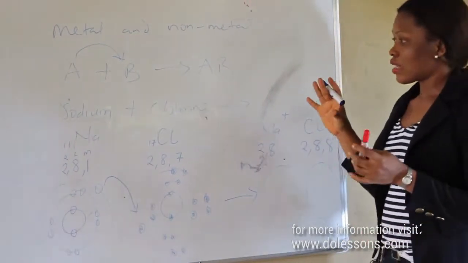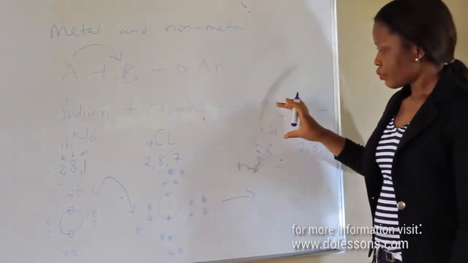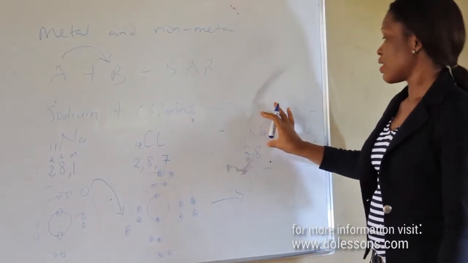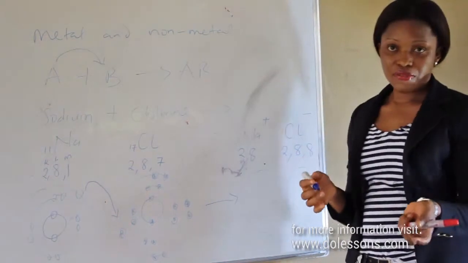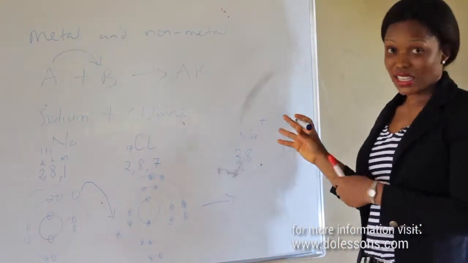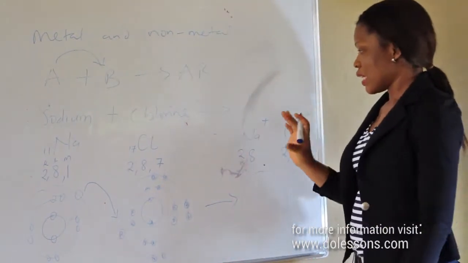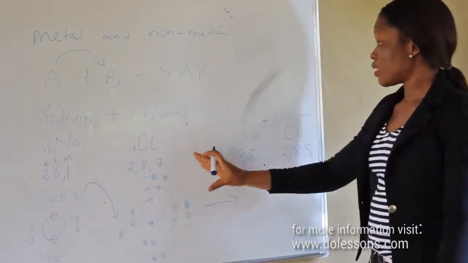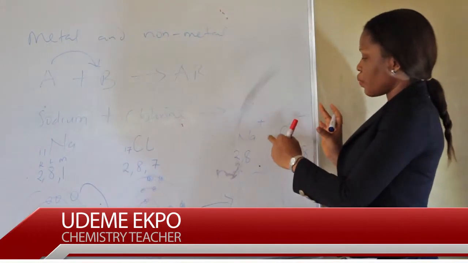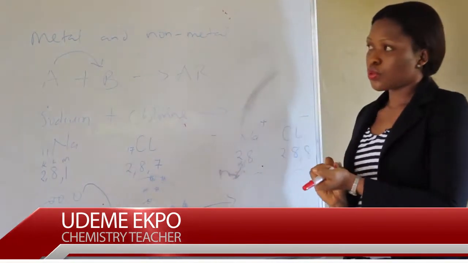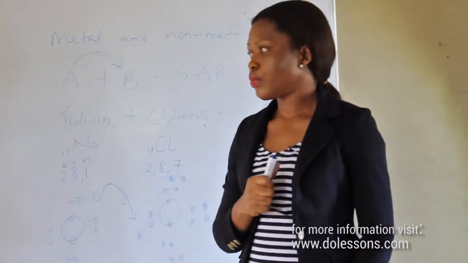Now, the ionic bond or electrovalent bond is the attraction between sodium, which is now positively charged, and the chloride ion, which is negatively charged. We all know that positive charges attract negative charges. So when sodium gives out an electron, it becomes positively charged. Chlorine accepts the electron and becomes negatively charged. So the attraction between the positive and the negative charges is what we call an electrovalent bond or ionic bond.